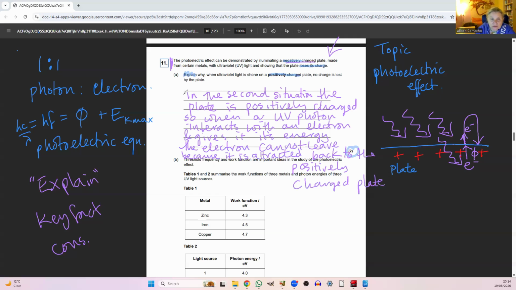Can you see that you need to start off with the fact that in the second situation, the plate is positively charged? That is the key fact. The consequence of it being positively charged is that it attracts back the electrons that otherwise would have left. Okay? Can you see how that works? I hope you can.